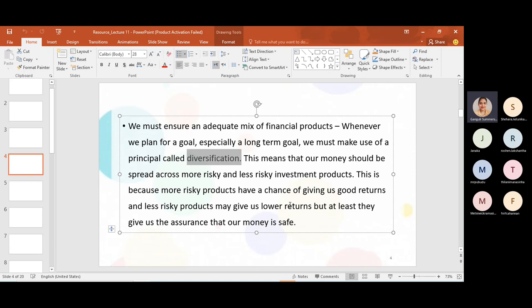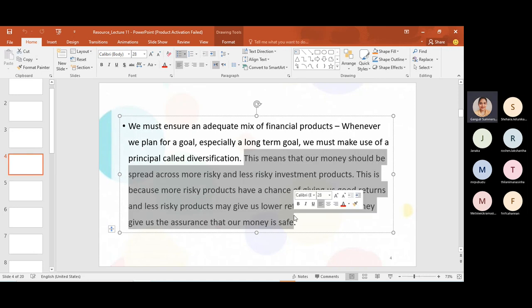So what is diversification? Diversification means investing your money in different things, in different areas, in different types of projects. Let me read the rest of the paragraph for you. This means that our money should be spread across more risky and less risky investment products. This is because more risky products have a chance of giving us good returns, and less risky products may give us lower returns, but at least they give us the assurance that our money is safe.